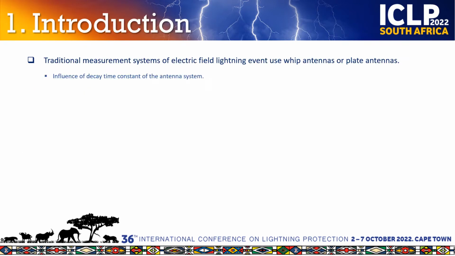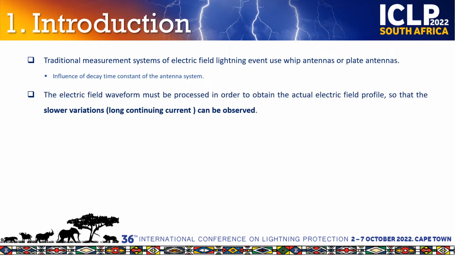The measurement of lightning electric field profile is an important and well-established parameter for assessing the lightning process. Traditional measurement systems of electric field lightning events use antenna or plate antennas. However, such systems deliver electric field records that vary based on the decay time constant of the antenna system. The electric field waveform must be processed in order to obtain the actual electric field profile, so that the slower variations, such as long continuous current, can be observed.